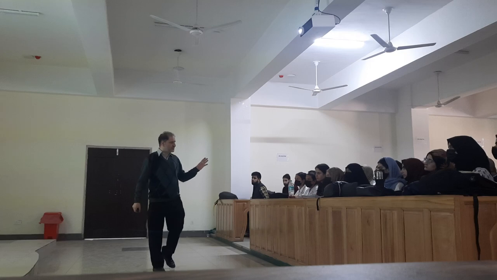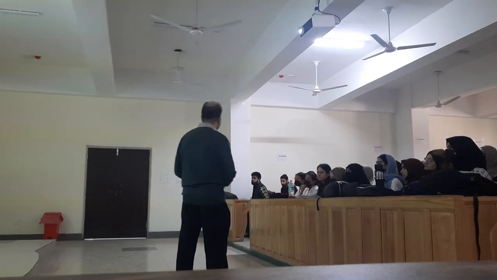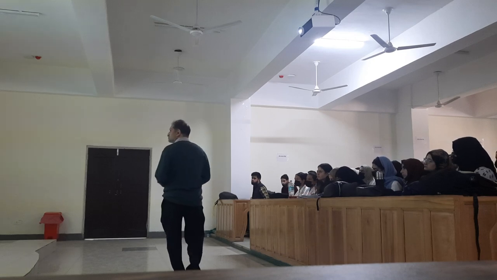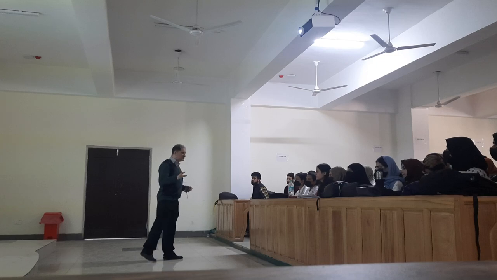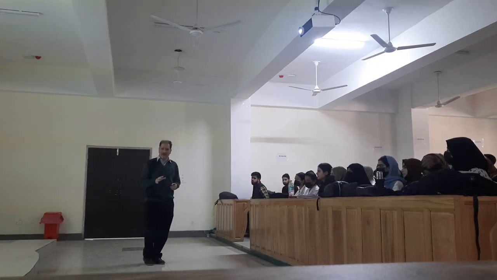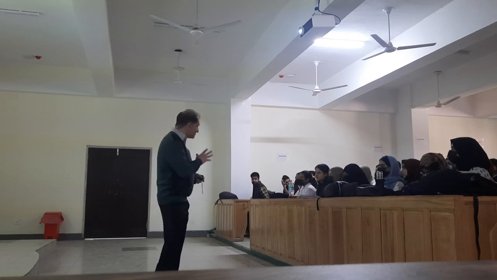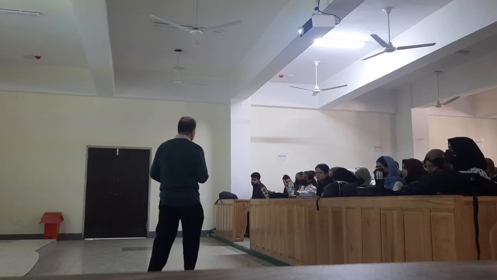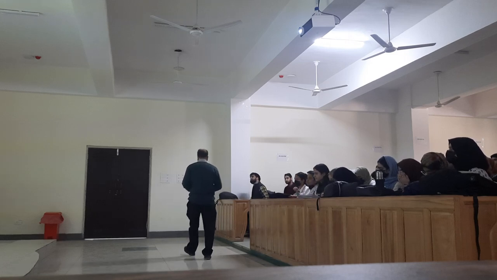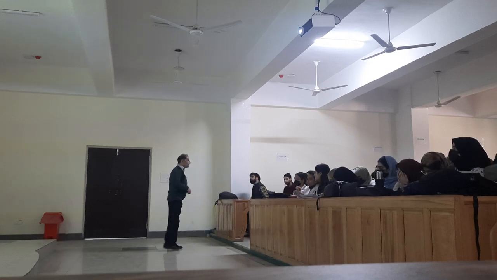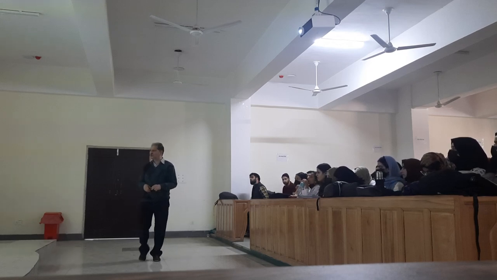Now we come to the treatment part. That is the last part. How do we treat the corneal ulcer? We admit the patient, then we assess the severity of the corneal ulcer, then we start the treatment. What treatment do we give? We give antibiotics.